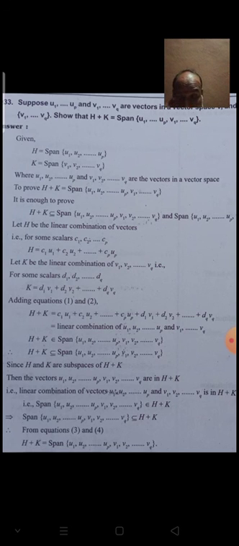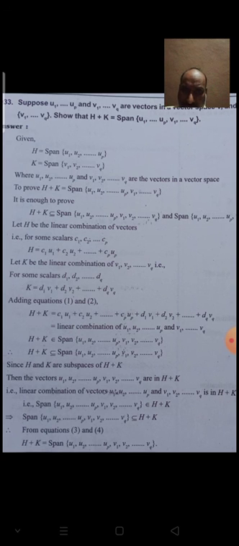Therefore, H plus K belongs to the span of U1, U2, and so on UP, V1, V2, and so on VQ. Therefore, H plus K is a subset of the span of U1, U2, and so on UP, V1, V2, and so on VQ. Since H and K are subspaces of H plus K, the vectors U1, U2, and so on UP, V1, V2, and so on VQ are in H plus K.